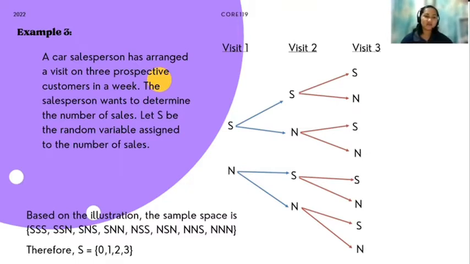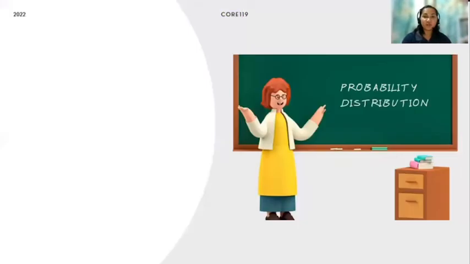So we have 3 prospective customers in a week. For this one, again, although we're not able to list the steps, we follow the procedure given. We identify first the sample points, then we assign a numerical measure. This numerical measure refers to the number of sales. We have 0, meaning no sale in a week. We also have 1, 2, and then 3. So that is for our example number 3.